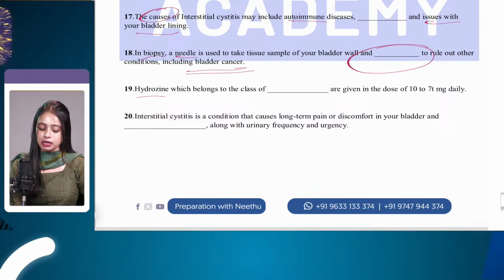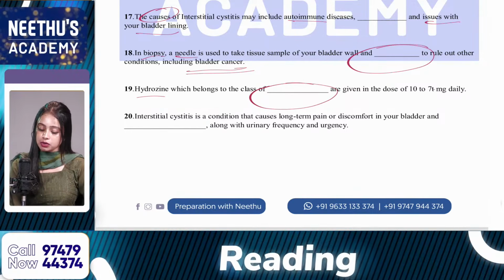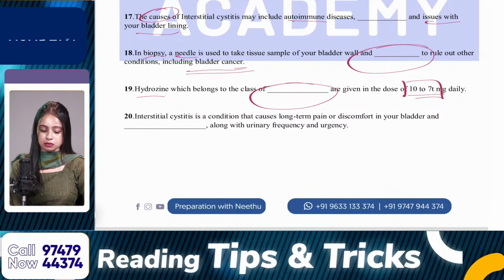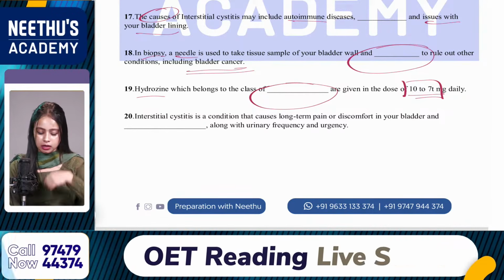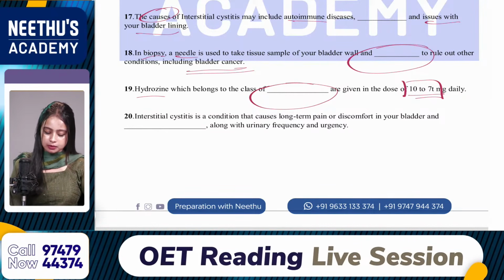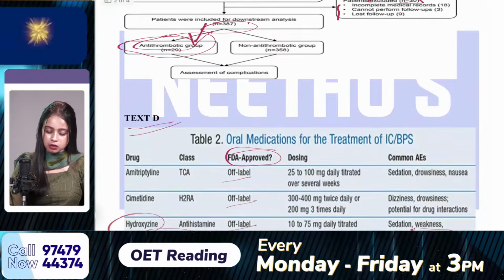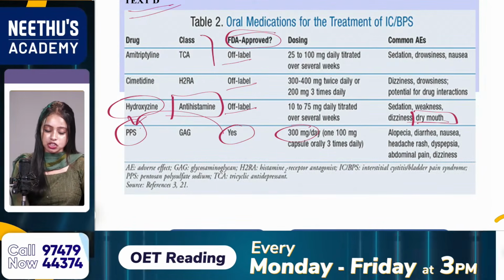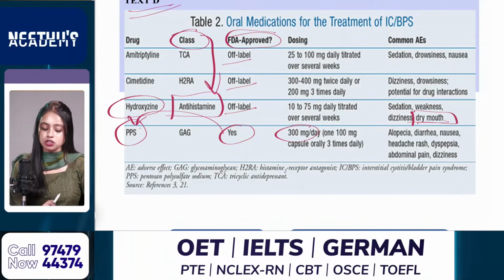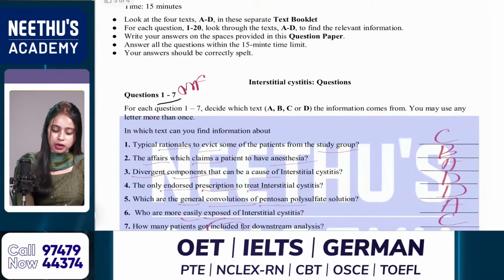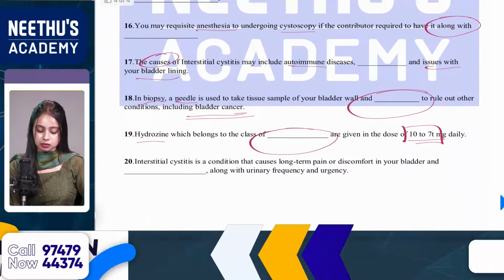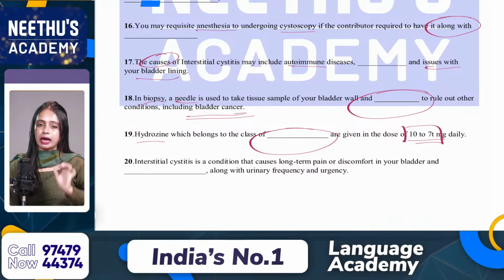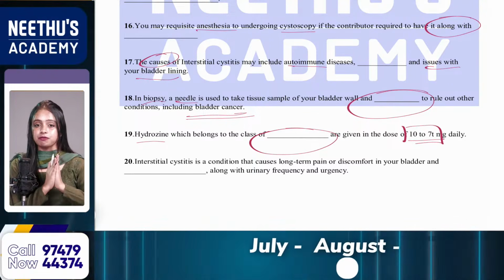Then the 19th one. Hydroxyzine, which belongs to the class of dash, is given at a dose of 10 to 75 mg daily. It belongs to which medicine class? It belongs to antihistamines. So the answer should be antihistamine. Okay, Reba, Seenath, Anu, it is antihistamine. Very good.